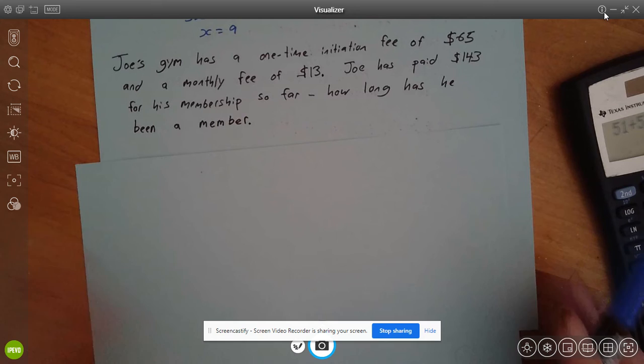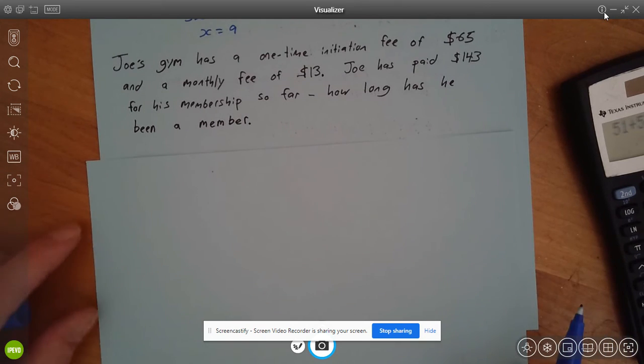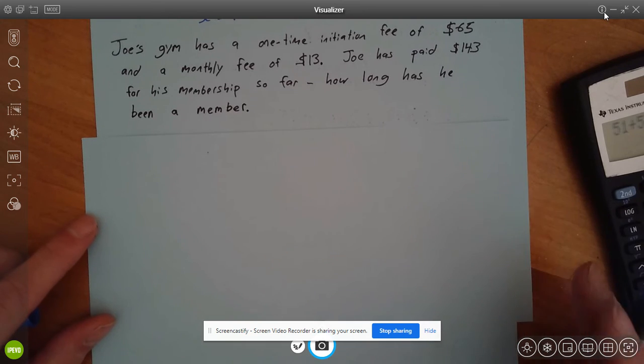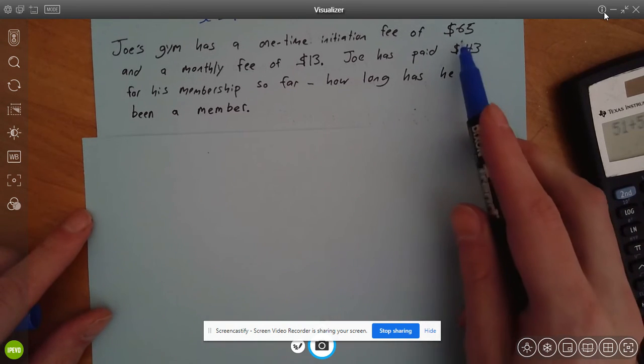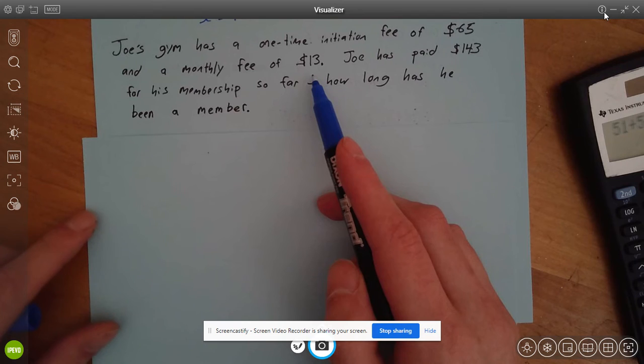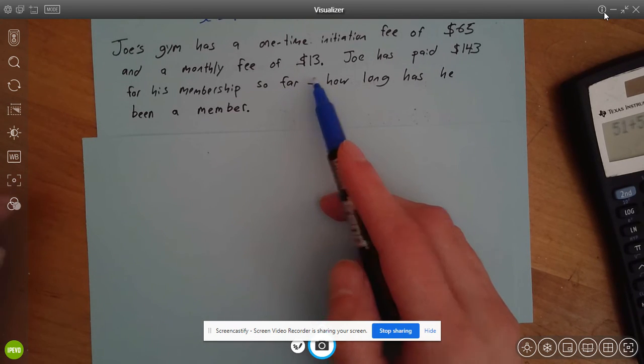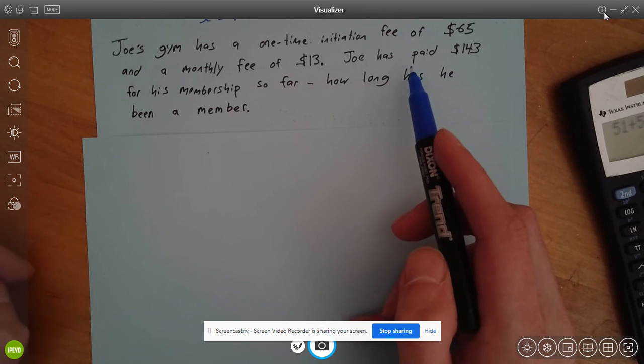A lot of gyms work like that. You've got to pay, and a lot of country clubs, like golf clubs and tennis clubs, work the same way. If you go to the gym, you've got to pay a one-time initiation fee. So you just pay that once at the start, $65. And every month he's got to pay another $13. I made up these numbers, but that's a really cheap gym. And so far he's paid $143.